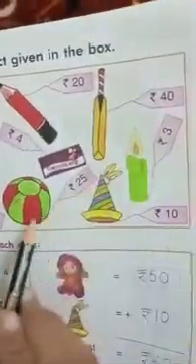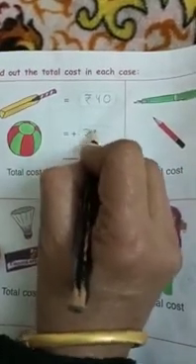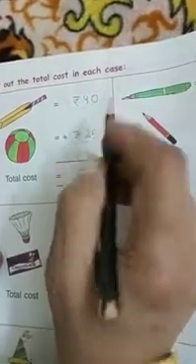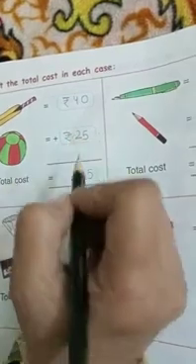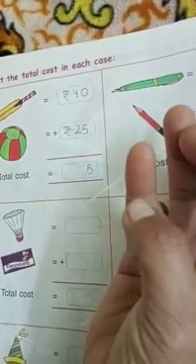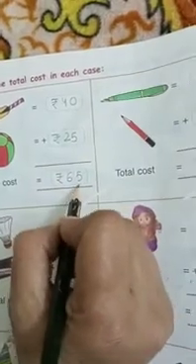Now next page. Bat and ball. Now the cost of bat is 40 rupees and the cost of ball is 25 rupees. Now we have to find out the total cost. Now 5 plus 0, 5 and 4 plus 2, 4 plus 2, 6. 65 rupees. So the total cost is 65 rupees.